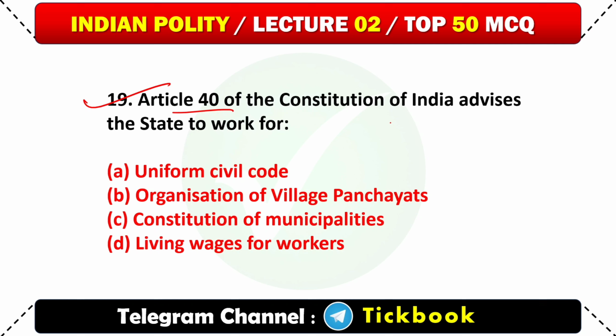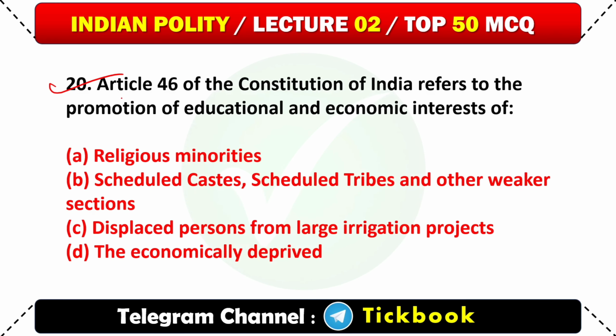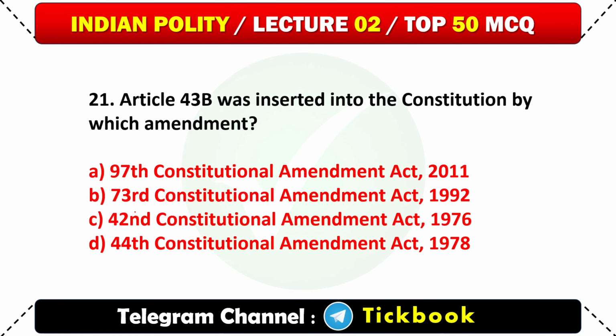19, Article 40 of the Constitution of India advises the state to work for option number B, organization of village panchayats. 20, Article 46 of the Constitution of India says for the promotion of educational and economic interest of option number B, scheduled caste, scheduled tribes and other weaker sections. 21, Article 43B was inserted into the Constitution by which amendment? Option number A, 97th Constitutional Amendment Act 2011.